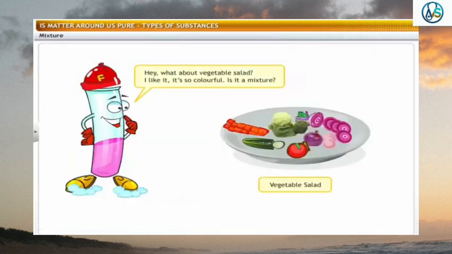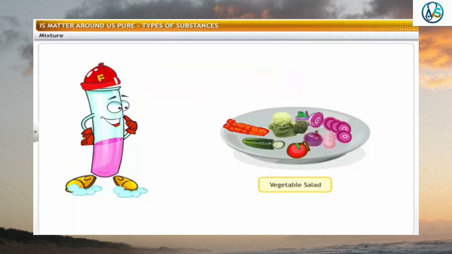Hey, what about vegetable salad? I like it. It's so colorful. Is it a mixture? Yes, you're right. Observe carefully. The salad contains a variety of vegetables like carrot, cucumber, beetroot, tomato, cabbage, and onion. You can segregate each of the vegetables from one another, isn't it? Yes. So, vegetable salad is a mixture.